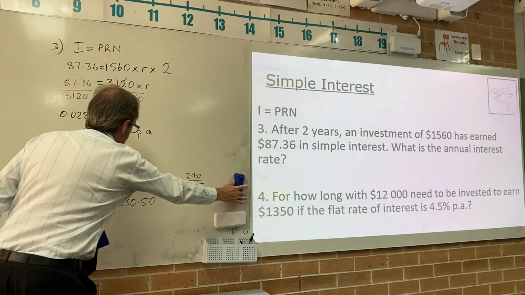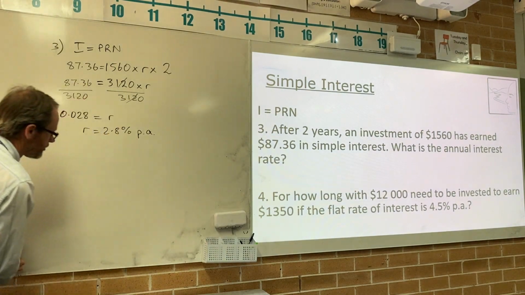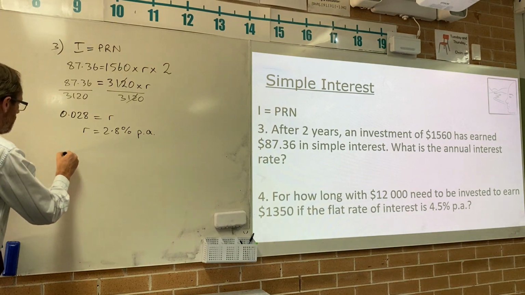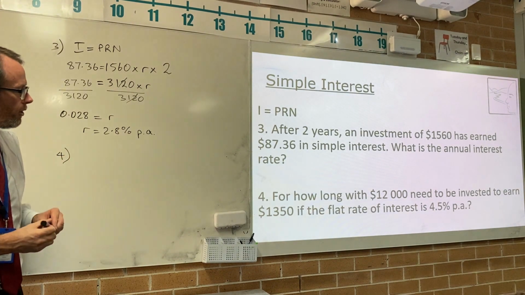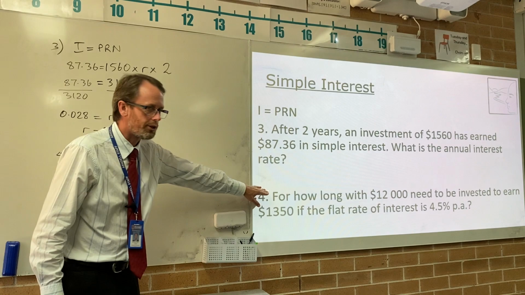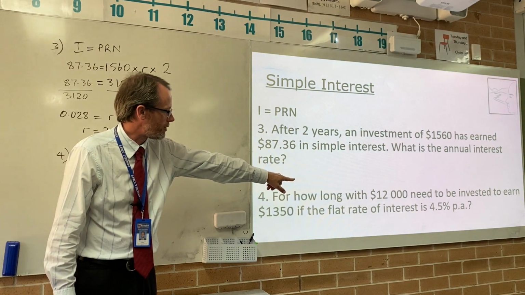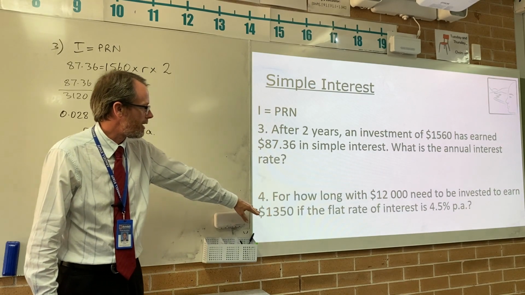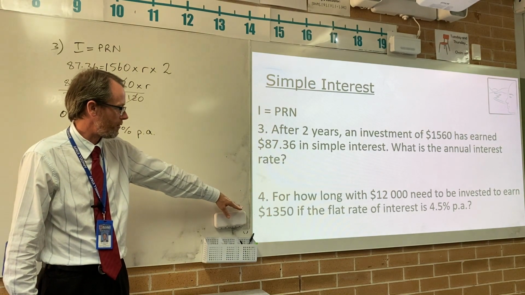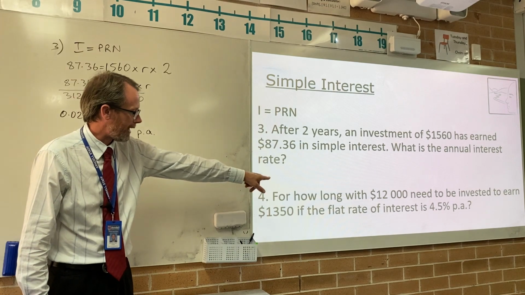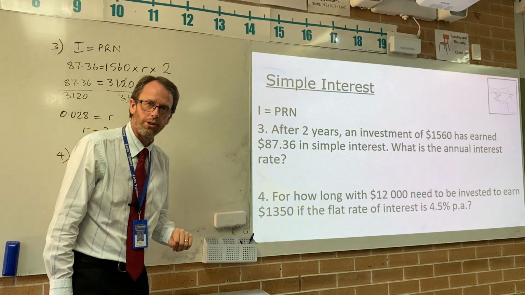Okay, last question. Let's see if we can get this one done too. So I'm calling this question 4. For how long, so we don't know the number of periods. For how long will $12,000 need to be invested to earn $1,350 if the flat rate of interest is 4.5% per annum?